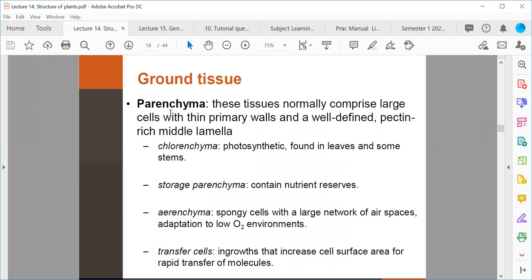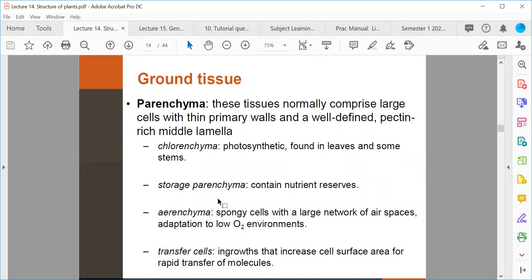Okay, and then we have parenchyma cells, and these are cells that are normally quite large with thin primary walls and a well-defined middle lamella. All right, so we've looked at transfer cells on the last slide. So these are the cells that had those ingrowths of the cell wall that increases cell surface area for rapid transfer of molecules. On the slide before that, we looked at aerenchyma cells, and these are spongy cells with large air spaces adapted to low oxygen environments.